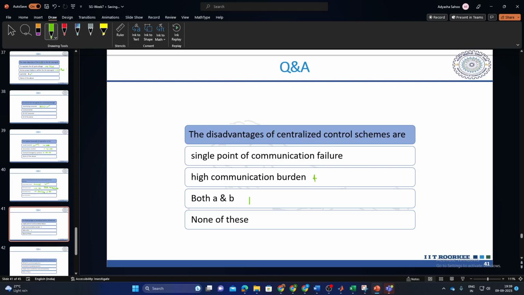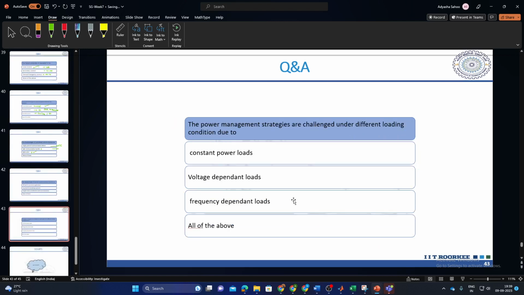So the disadvantages of centralized control schemes are single point of communication failure, high communication burden. High communication burden, ma'am. Madam, both A and B, both. We got one high communication burden, one both A and B. Anyone else? Failure. Okay, ma'am. Both A and B. Okay, single point communication failure will also be there. Okay, sir. Thank you, sir.